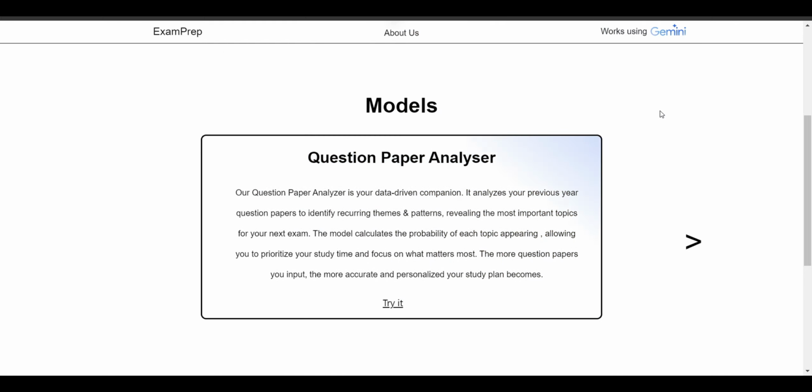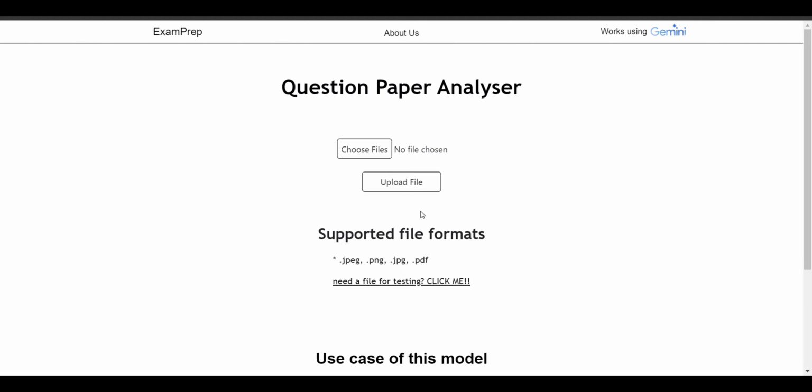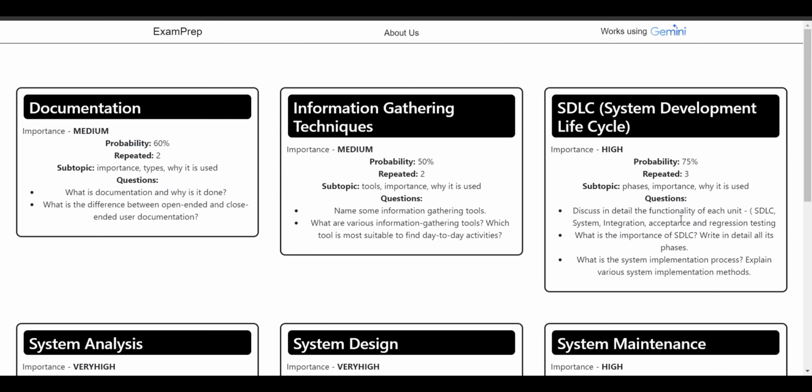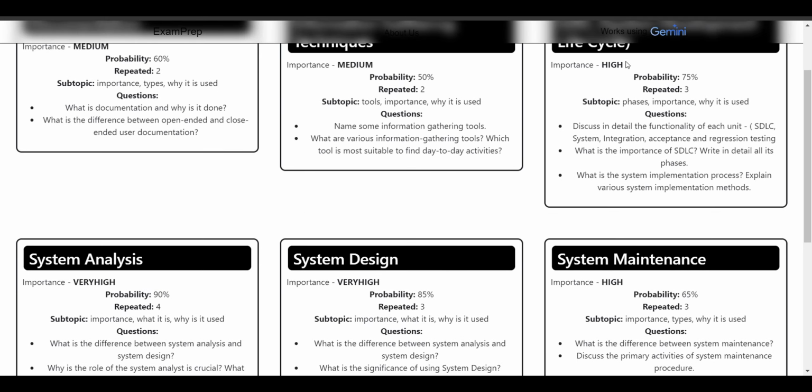First, let's take a look at the question paper analyzer. It allows you to upload past question papers as images or PDFs. Remember, the more question papers you submit, the better the output is going to be. The tool then analyzes these question papers to identify frequently repeated topics, rate their importance, and list relevant subtopics and questions. This helps you zero in on what's the most important for your exams.